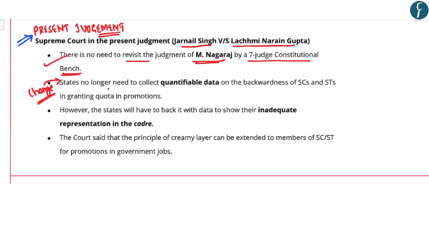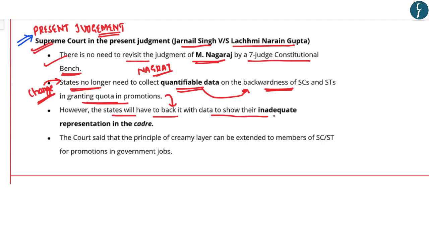Now one important change which the Supreme Court has introduced here is, earlier, as we discussed in the Nagaraj case, the Supreme Court had stated that the government had to provide quantifiable data in order to prove the backwardness of scheduled castes and scheduled tribes. However, in the present judgment, the Supreme Court has stated that the states would no longer be needed to collect the quantifiable data in granting the quota in promotions. However, in granting quota for promotions, the Supreme Court has stated that the states will have to back up the promotion with data to show that there is inadequate representation of the SCs and STs in the cadre.